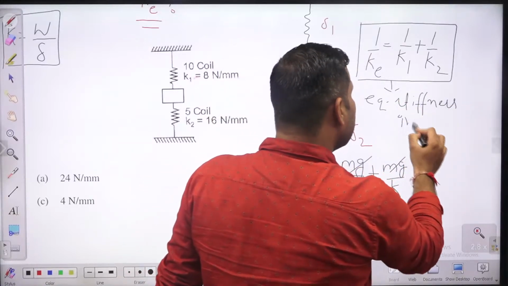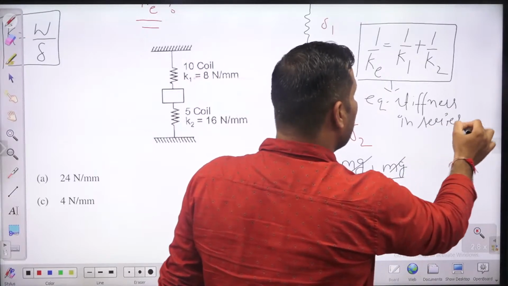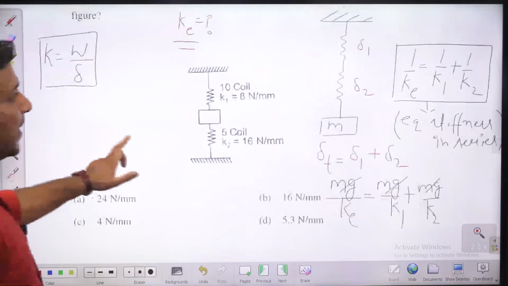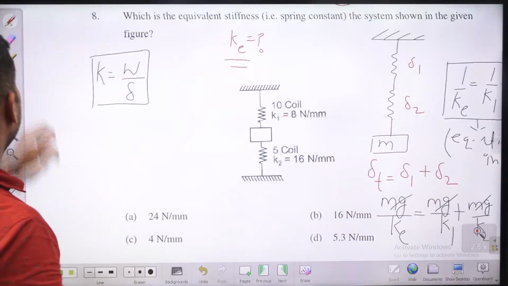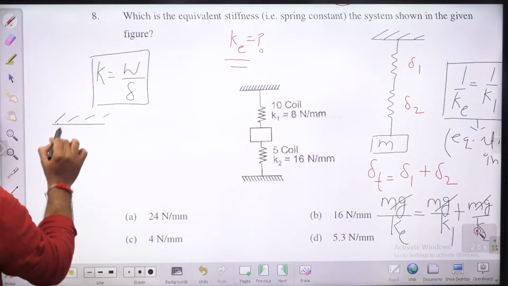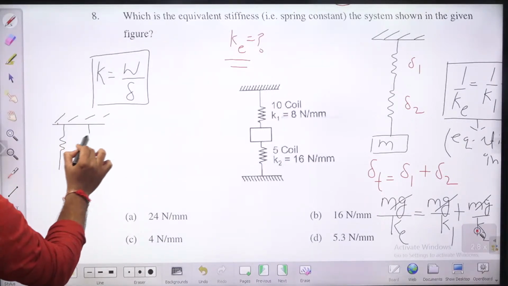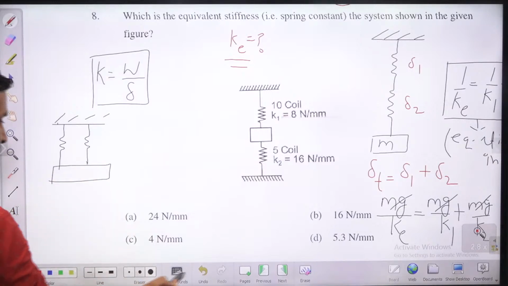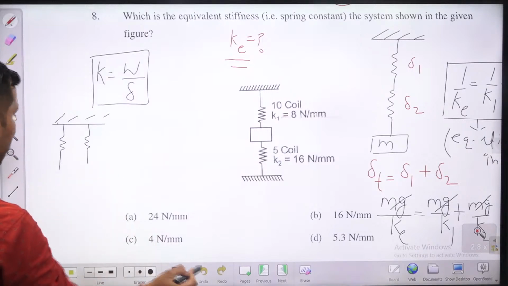If you are having springs in series, guys, and you want to find out the equivalent stiffness, just use this formula. Okay, guys, in case of parallel combination, the load acting on the springs will be different. Like suppose this is first spring, this is second spring, and they are connected to some load, something like this.